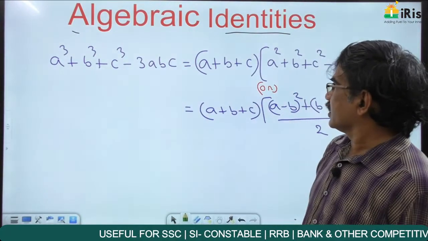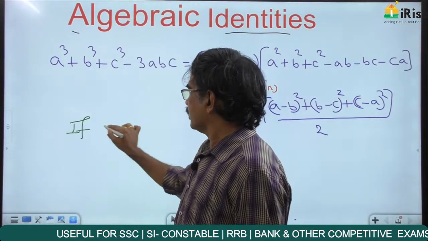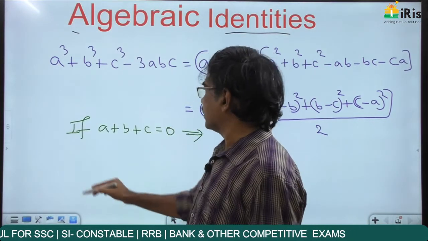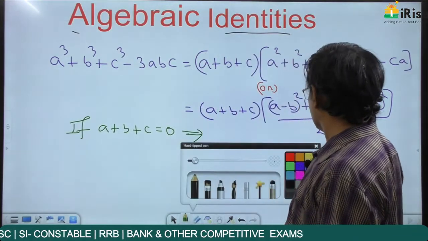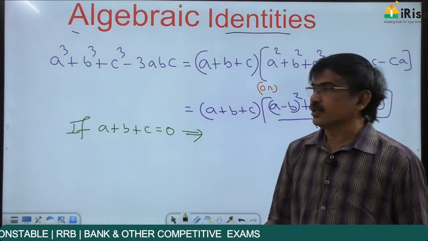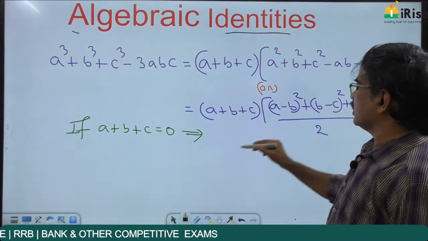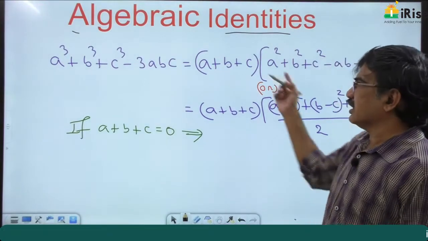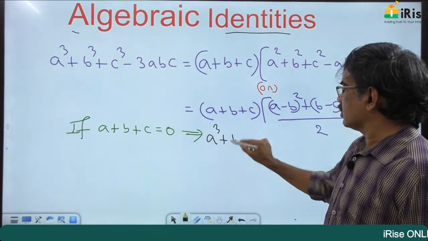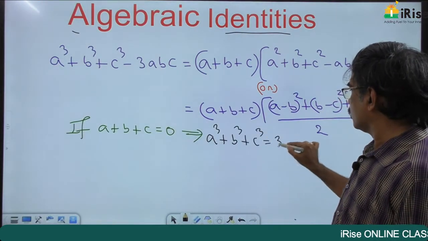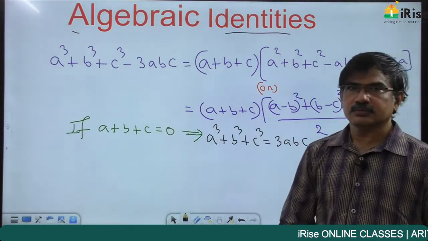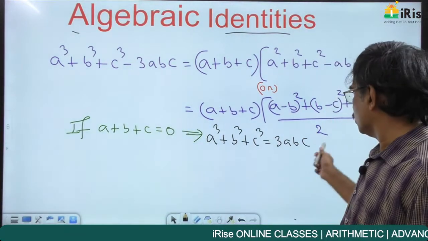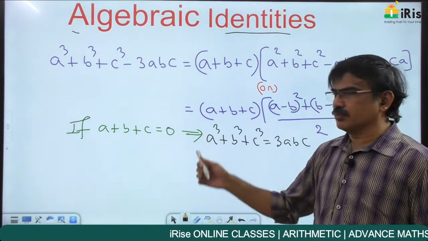From this, if A plus B plus C is equal to 0, then what happens? If this is 0, 0 into anything is 0, so the total right hand side is 0. If the total right hand side is 0, then we say that A cube plus B cube plus C cube is equal to 3ABC. If A plus B plus C is 0, then A cube plus B cube plus C cube is equal to 3ABC. Very, very important question.